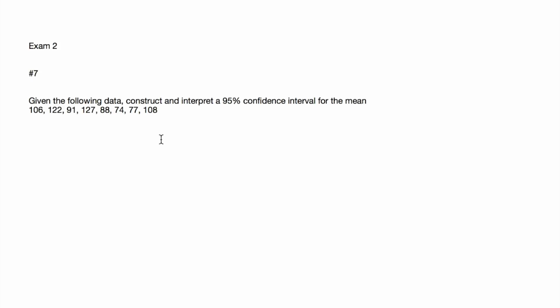For exam 2, number 7, the question reads, given the following data, construct and interpret a 95% confidence interval for the mean, and the data includes 106, 122, 91, 127, 88, 74, 77, and 108.